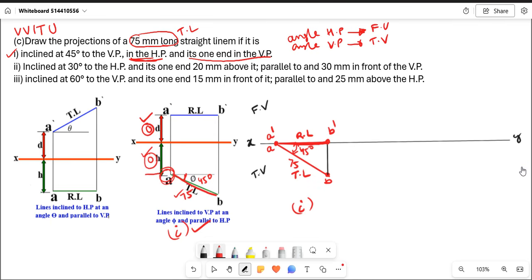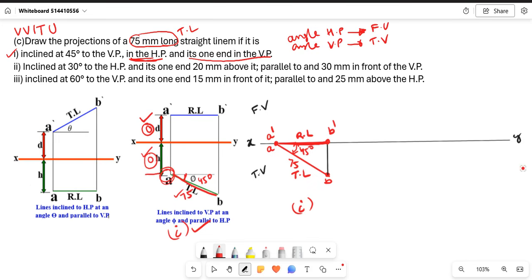Now the next case is where the line is clearly given as inclined to HP. The line being inclined to HP means the angle with HP we need to mark in the front view. That means whenever the line is inclined to HP, in the front view we need to draw the true length and true angle, and in the top view we need to draw the reduced length but parallel to the XY line.